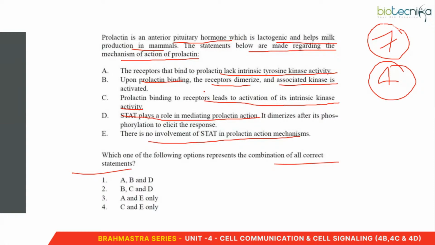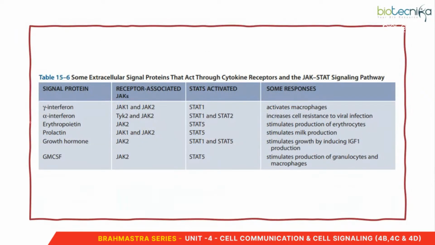So let's get into the answer. The correct answer over here is ABD. The thing is that you have to be clear with the ligand over here. This is a table that gives you information on what the signaling proteins are that will be associated with the JAK-STAT signaling pathway. And JAK-STAT signaling pathway is an example of receptor without intrinsic kinase activity, if you remember.